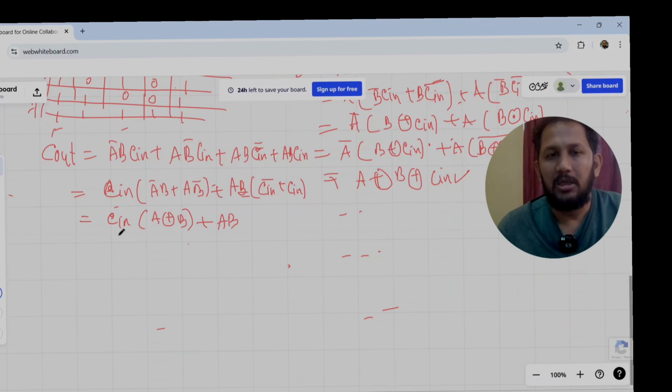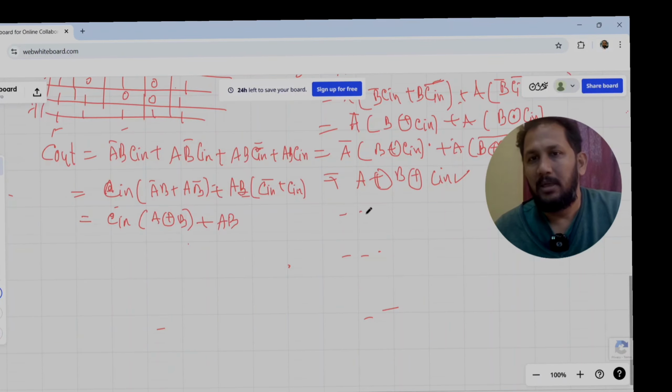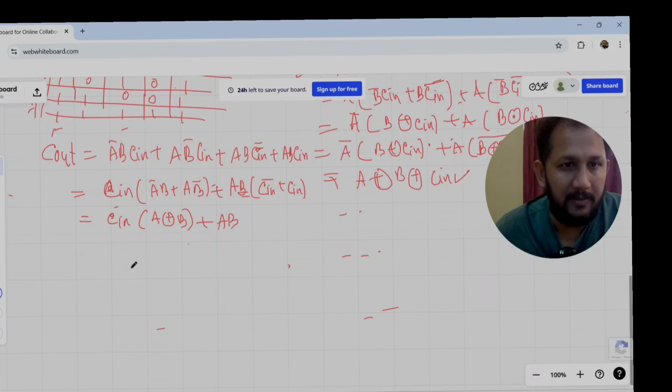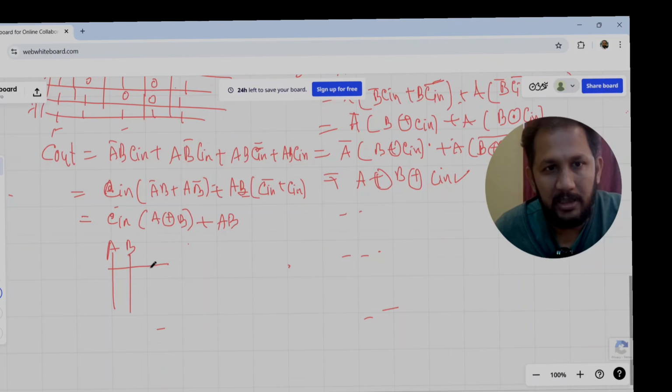Now we need to create the full adder using half adders. These Boolean expressions are useful for creating a full adder using half adders. First of all, we need to create the half adder circuit. This is A and B, an XOR operation between A and B. This means A XOR B. And another, an AND gate, for C out. This is the circuit diagram for the half adder.